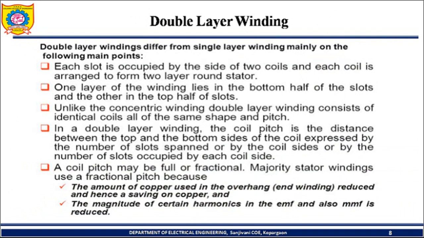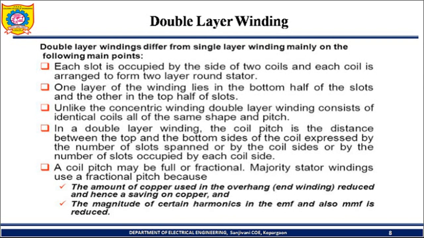Double layer winding differs from single layer winding mainly on the following points. Each slot is occupied by two sides of a coil. Each coil is arranged to form two layers round the stator. Concept clear? One layer of the winding lies in the upper half, another in the downward half. Unlike the concentrated winding, double layer winding consists of identical coils, all of the same shape and pitch. Short pitch, and all are in short pitch.